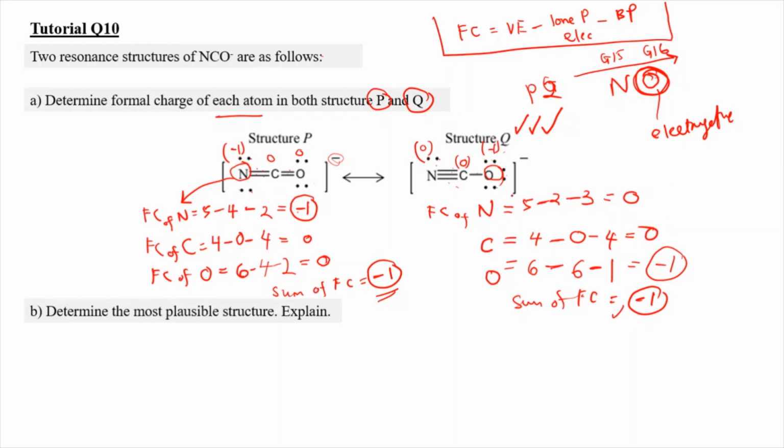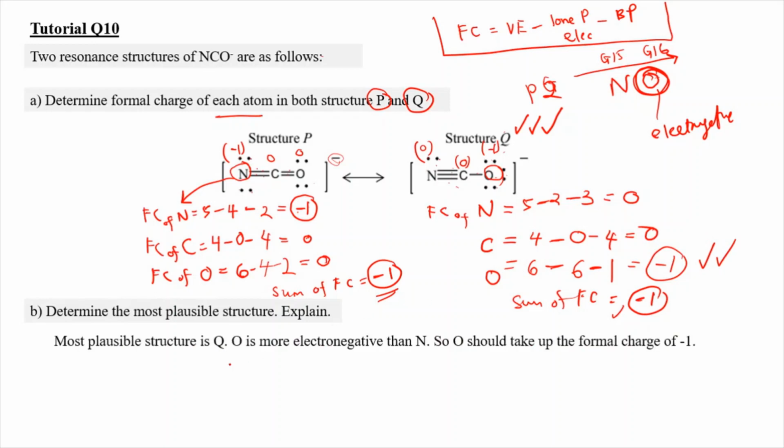And in structure Q, the oxygen takes up the negative charge. But in structure P, it does not. So this is why Q is the most plausible structure because oxygen takes up the negative charge. So we can say that the most plausible structure is Q. O is more electronegative than N, so oxygen should take up the formal charge of -1 instead of the nitrogen.